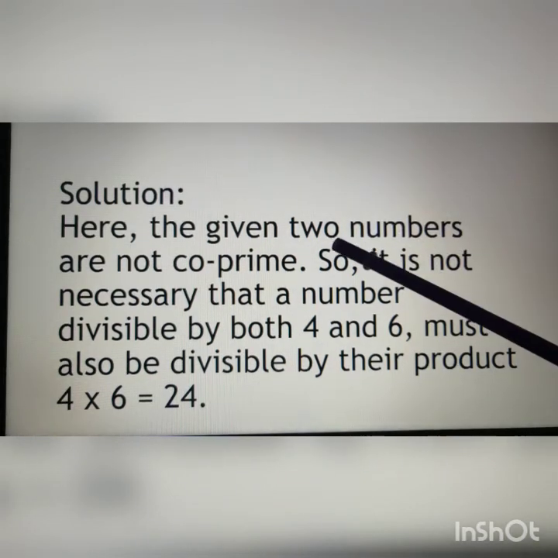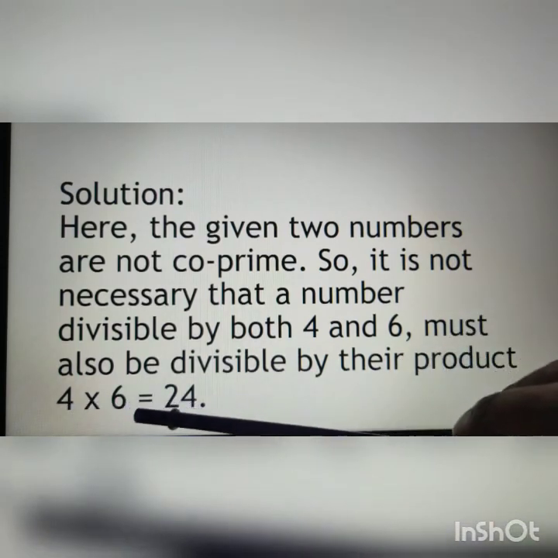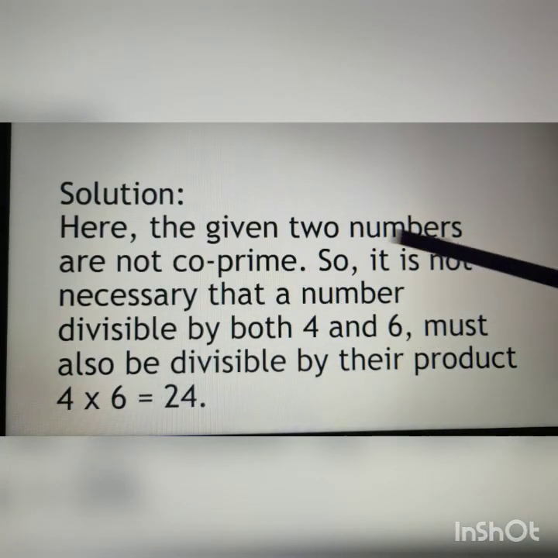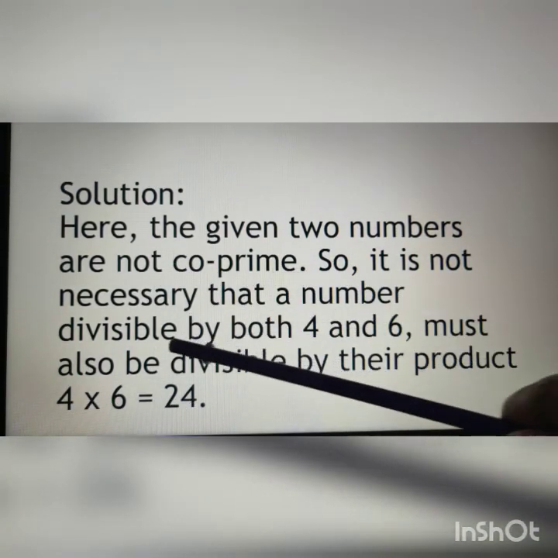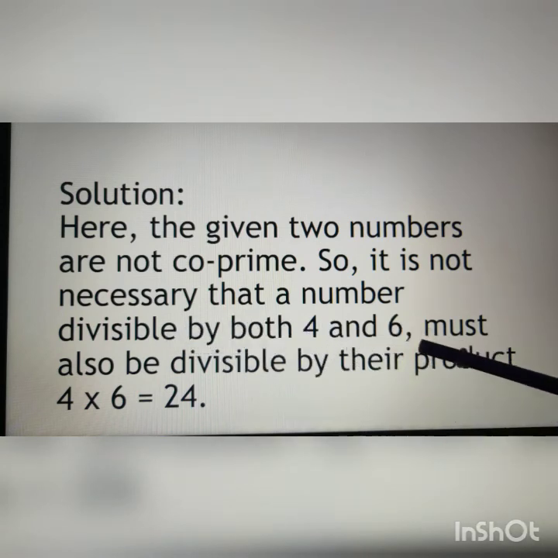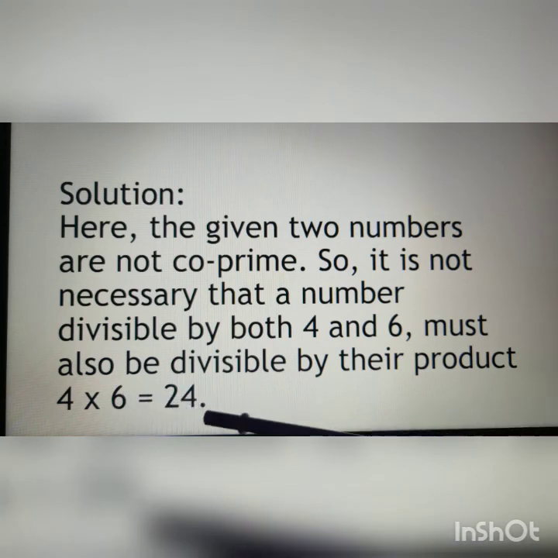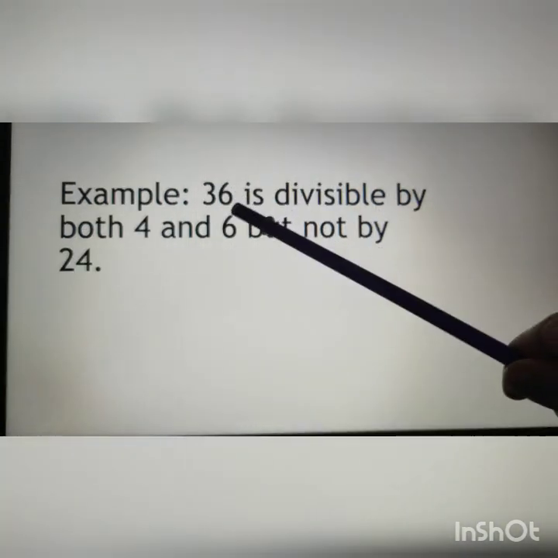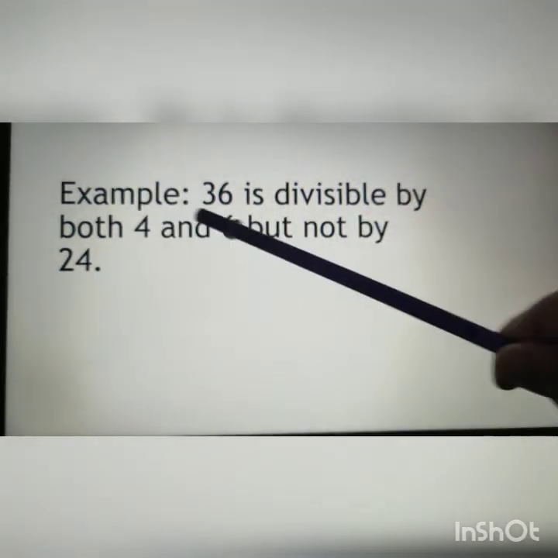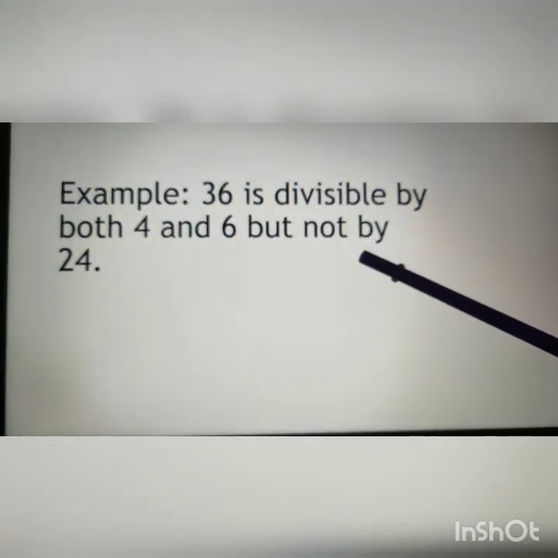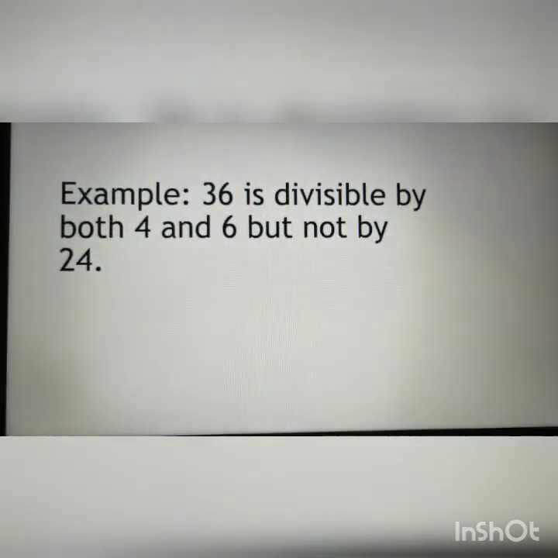Solution. Here the given two numbers 4 and 6 are not coprime. So it is not necessary that a number divisible by both 4 and 6 must also be divisible by their product 4 into 6 is equal to 24. Example. 36 is divisible by both 4 and 6 but it is not divisible by 24.